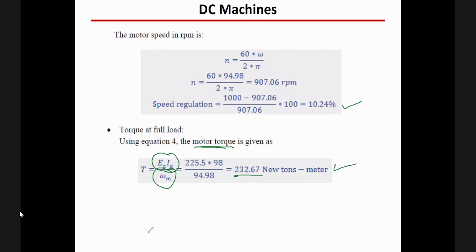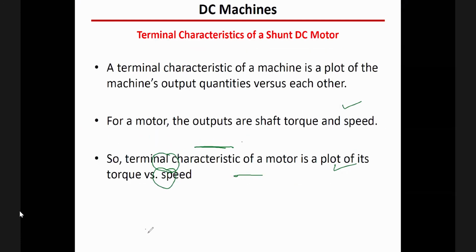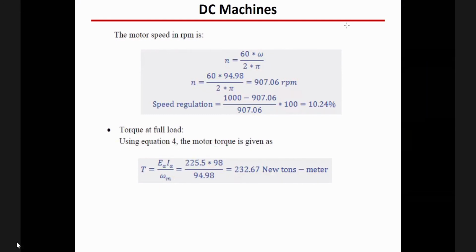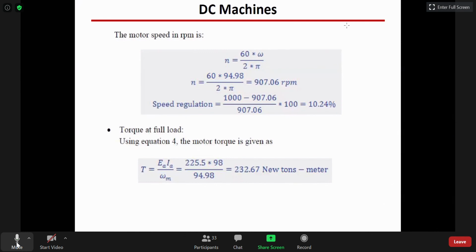Any question regarding this? Yes, the question was, for the full load, find the torque. Okay?